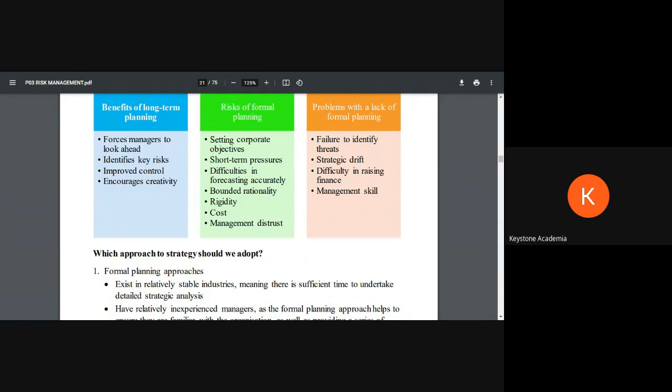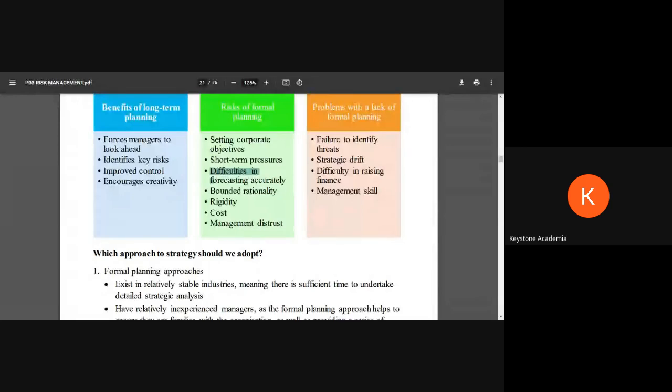Then short-term pressure. As I just said, usually managers will focus only on short-term pressures. Then difficulties in forecasting accurately. Not even accurately, but forecasting itself is difficult. Most of the time we'll take the previous data and based on that we are building up something. Sometimes we'll add some one-off events. But forecasting will be very, very difficult. In fact, it will take a lot of cost. Then you need to hire experts. You need to take some additional or external help.